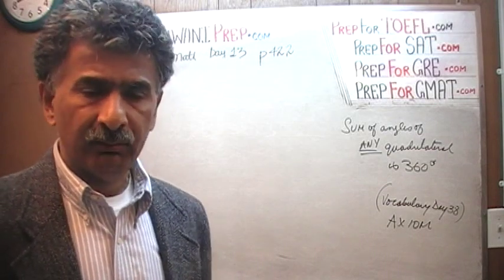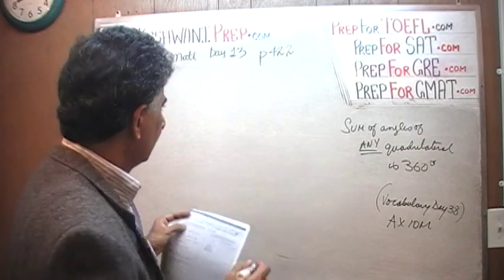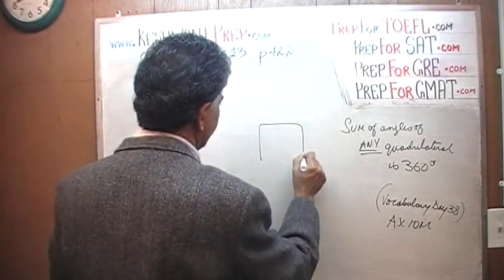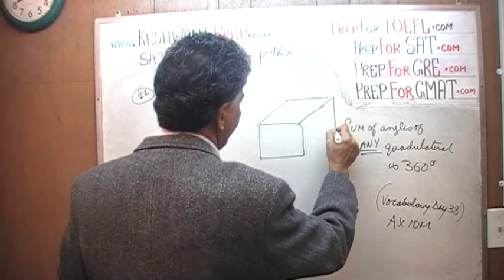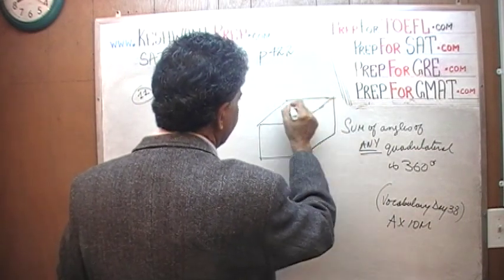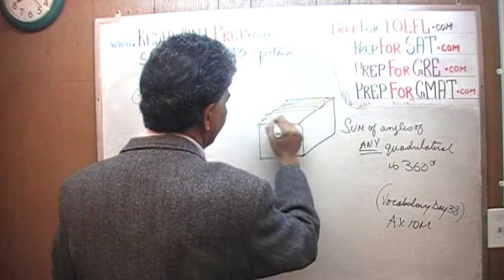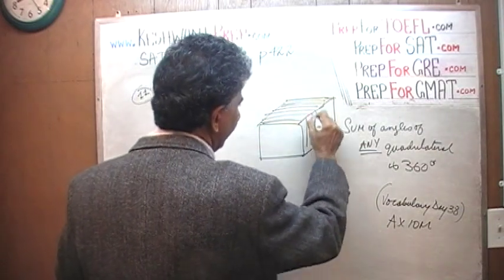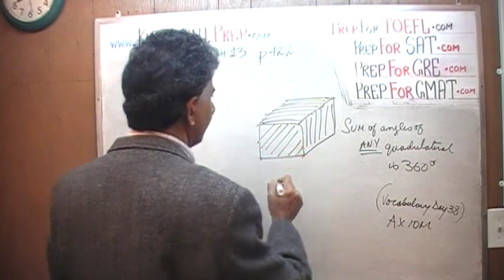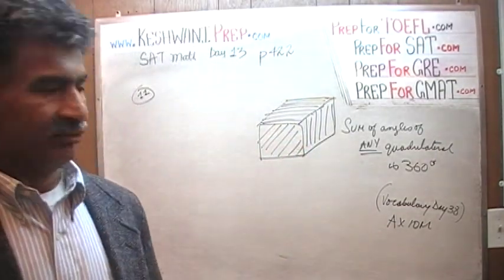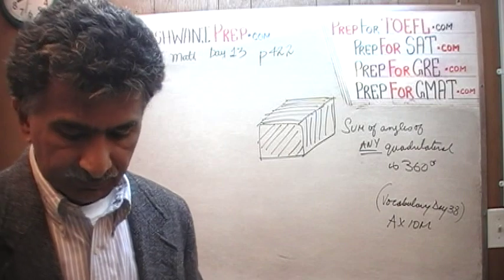What's the face? What the hell is a face? A face of a cube is this guy right here. This is one face. Here's another face. And this is one more face. It has 6 faces: 3 you can see and 3 we cannot see.